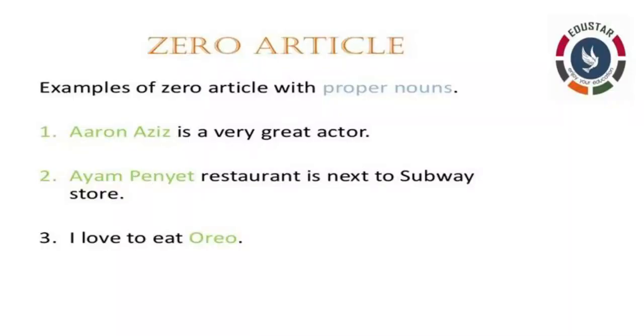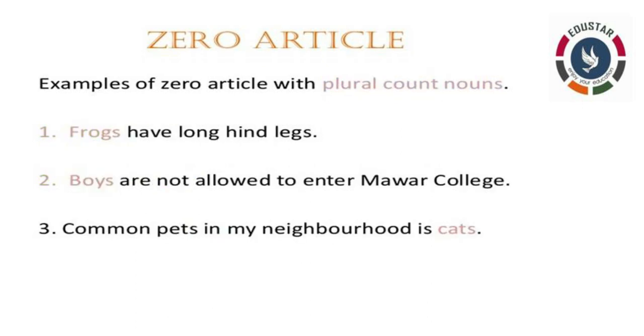For example, Aaron Aziz is a very great actor. Yam Penyat restaurant is next to Subway store. I love to eat Oreo. Zero article with plural countable nouns. What is a countable noun? Do you know the difference between countable and uncountable noun? Can we see the difference now?